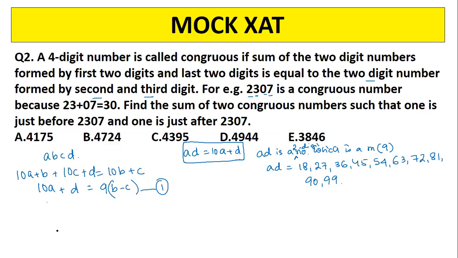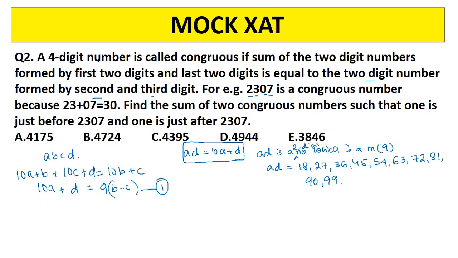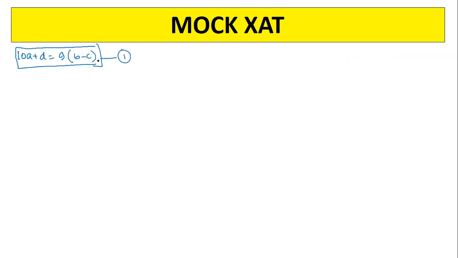Now, let us erase this and write it in a separate slide for you. So we have that 10A plus D is basically 9 into B minus C. So this is my equation 1. And probably this is the only equation that we have because we do not have any other data to form an equation. Okay. So let me try to understand what could be the possible values of A and D.